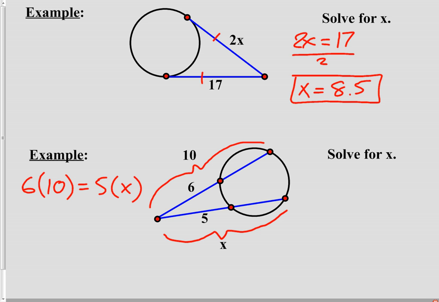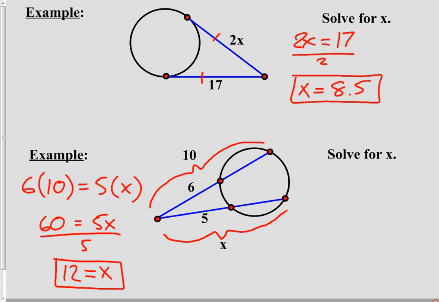So let's see what we have here. 6 times 10 on the left side, obviously that is 60. And that will equal 5 times x over on the right side, 5x. Now clearly we don't want 5 x's, we only want 1, so we would divide the entire problem by that 5. That would give us x on the right, and on the left, 60 divided by 5 is 12. And there's your answer.